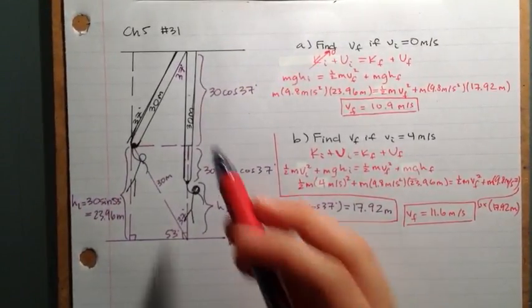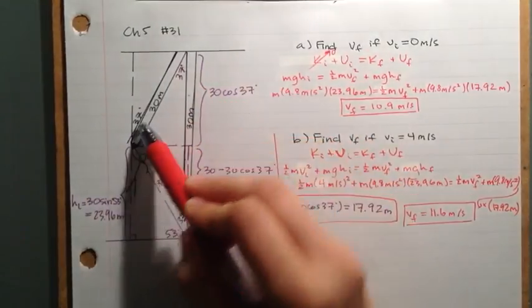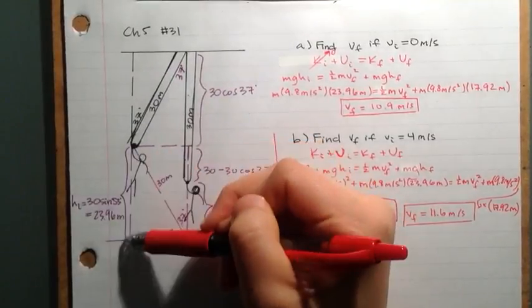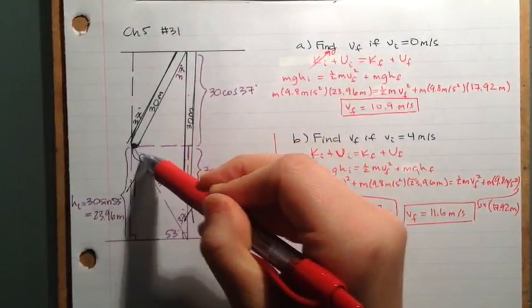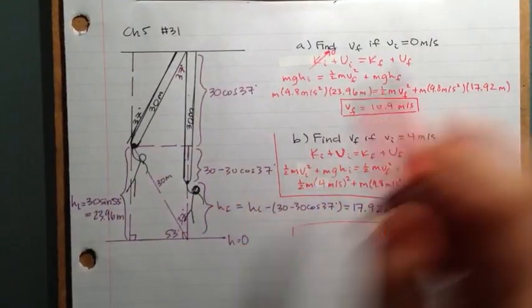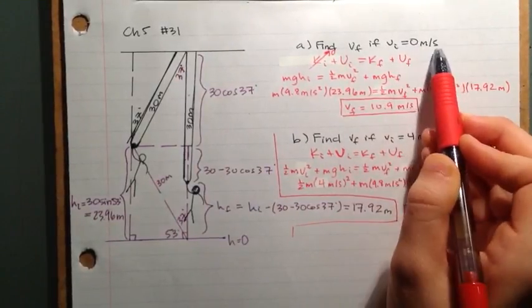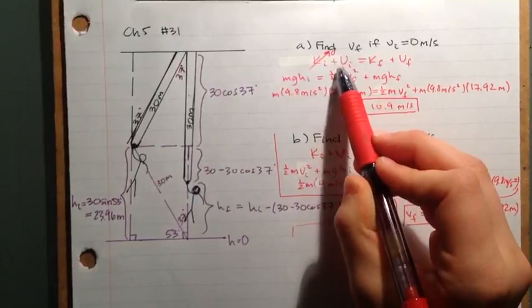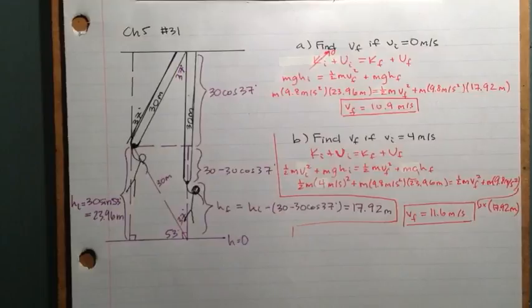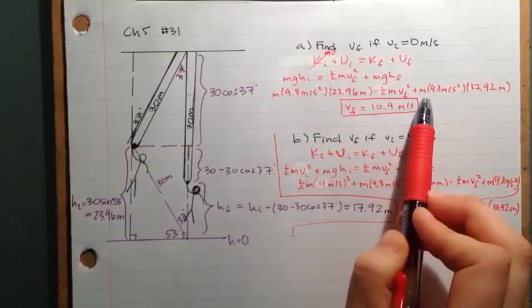So, here's my diagram. Here's the 30-meter long vine at an angle of 37 degrees to the vertical, and this is our initial height. And then when he swings this way, there's a height final, and this is where we want to find the final velocity when velocity initial equals 0. So we're going to use the conservation of energy equation. The initial kinetic energy plus the initial potential energy equals the final kinetic energy plus the final potential energy. So then this is what it's going to look like, and then we plug everything in.